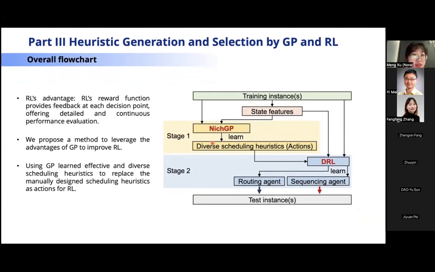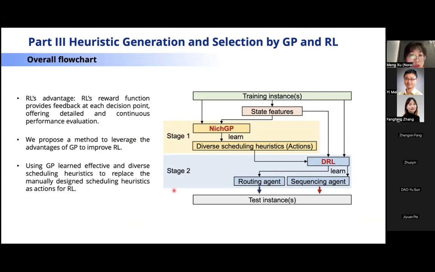Based on this analysis, we propose a new method to combine GP and reinforcement learning. This combined method tries to leverage the advantage of GP to improve reinforcement learning. Reinforcement learning also has some advantages, like its reward function providing feedback at each decision point, which offers more detailed and continuous performance evaluation, while GP usually uses the total instance to get awareness of the scheduling heuristic.